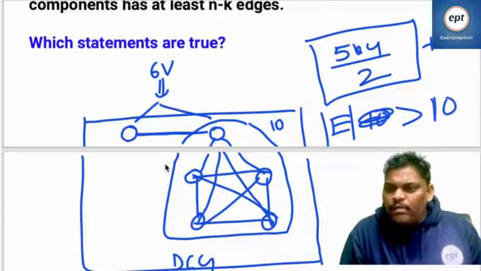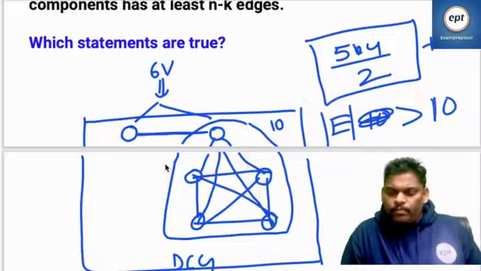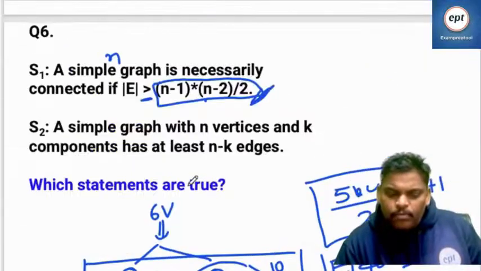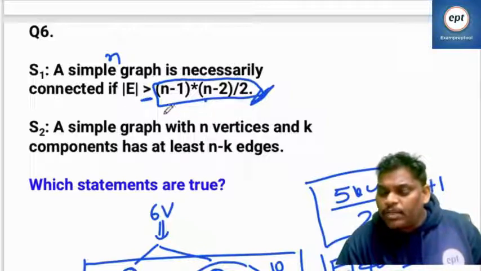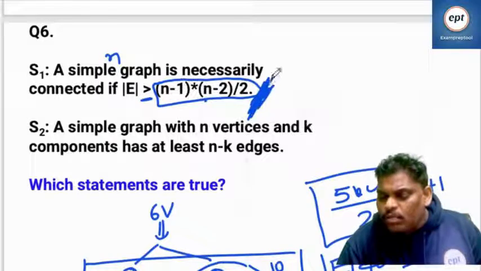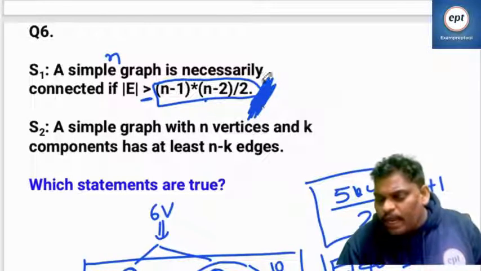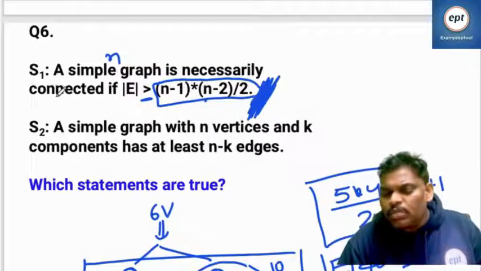Are you okay with this problem? A simple n vertex graph is necessarily connected if number of edges are more than this. See, number of edges more than this means these are already the maximum edges. If I add one more, compulsorily it is going to be connected.